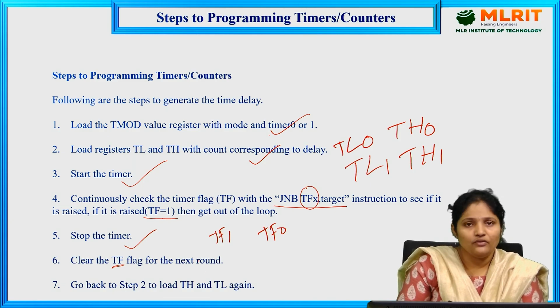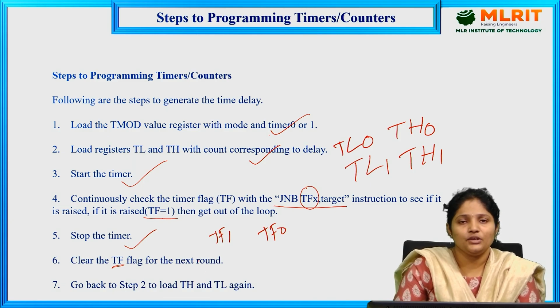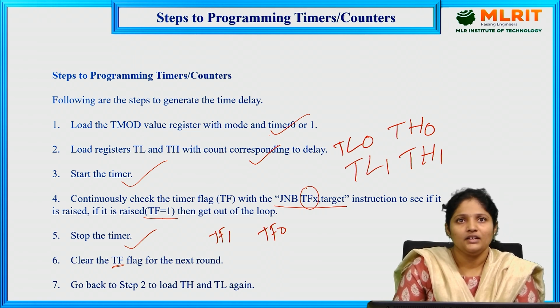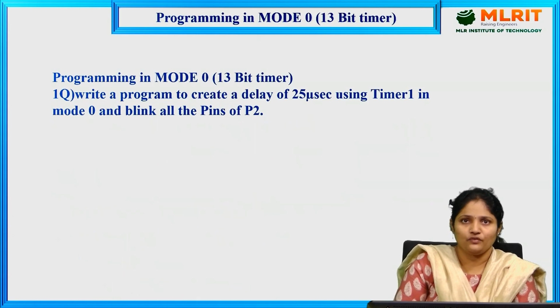This loop will be executed until the delay given by the TH and TL values in the timer is completed. So this is continuously repeated. This is how we will write the programming for timers and counters. Let us see three different cases by using three different modes of operation.